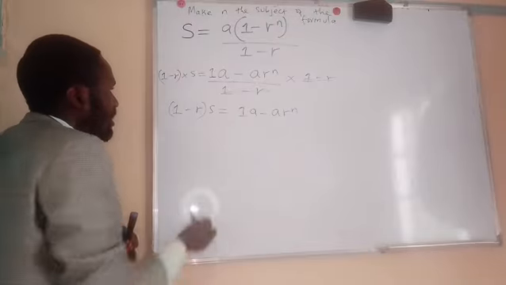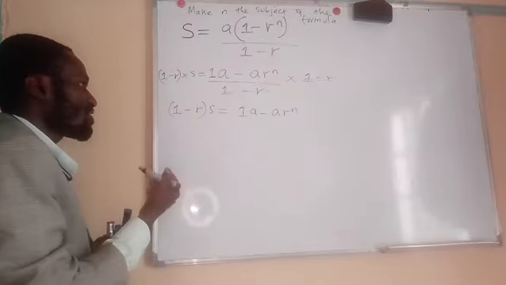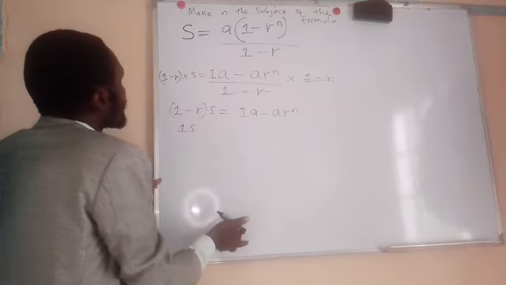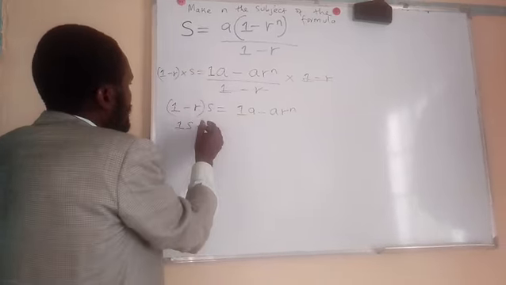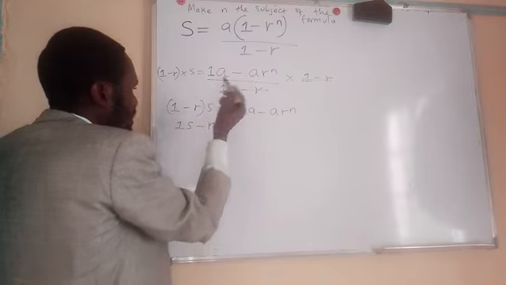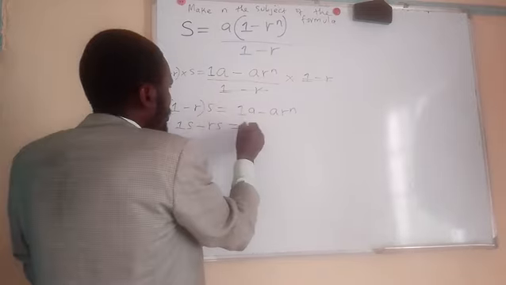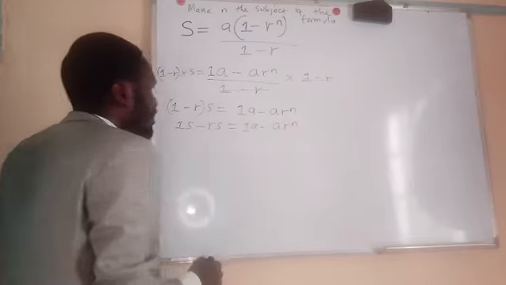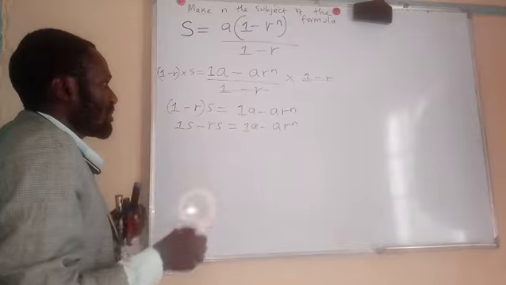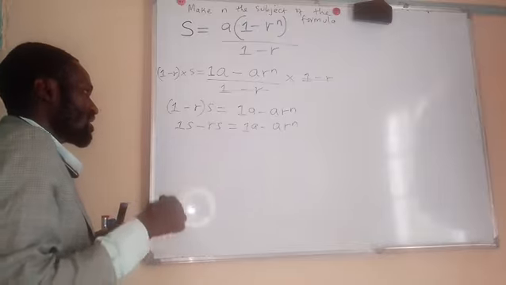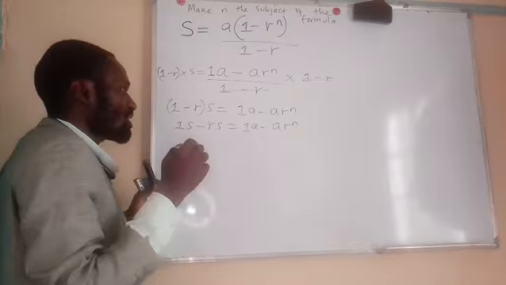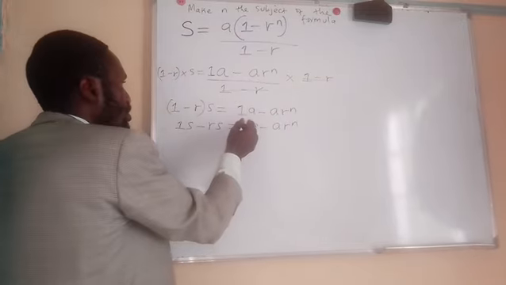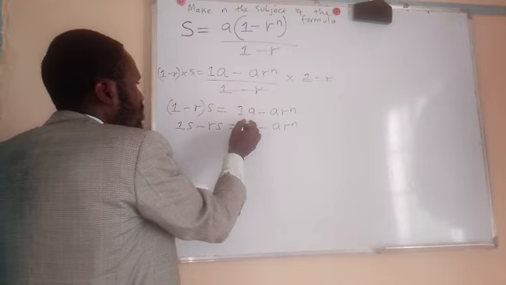Very simple. Let's open the bracket on this side, the left hand side of this working. 1 times S, that is 1S. Then less R times S, that is RS or SR. That must be equal to 1A minus AR raised to N. The next thing, we are supposed to make N the subject of the formula. We are supposed to ensure that anything that has N is left on one side alone. So what do we do? We shall take this on this side.